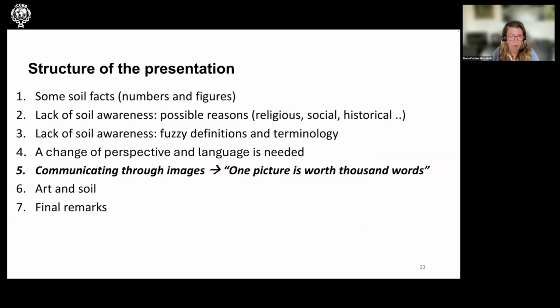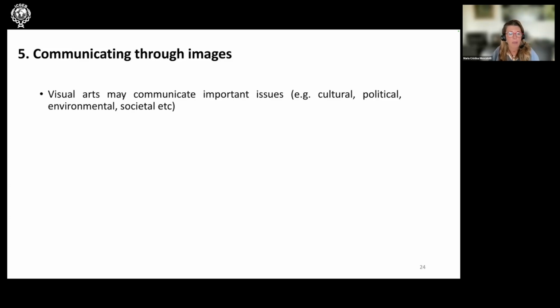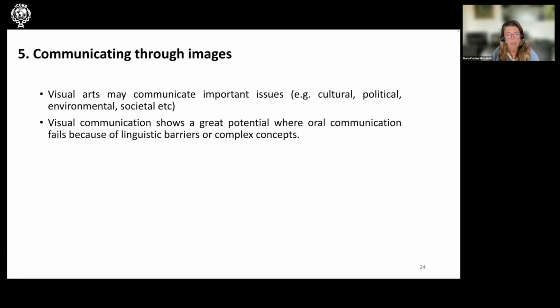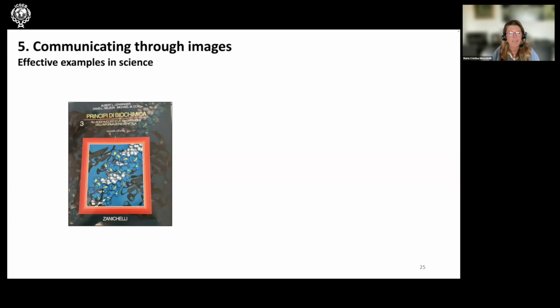So images can help. Communicating through images may help a lot, because one picture is worth 10,000 words, as most proverbs say. Now we are surrounded by images, and visual arts are commonly used in politics, in cultural contexts, in society, and so on. Communication through images is effective when there are linguistic barriers or when concepts are too complex to convey, and we know we are now in a global arena of image-based communication. So we must take this moment, because soil contents may be easily conveyed in a very extraordinary way.